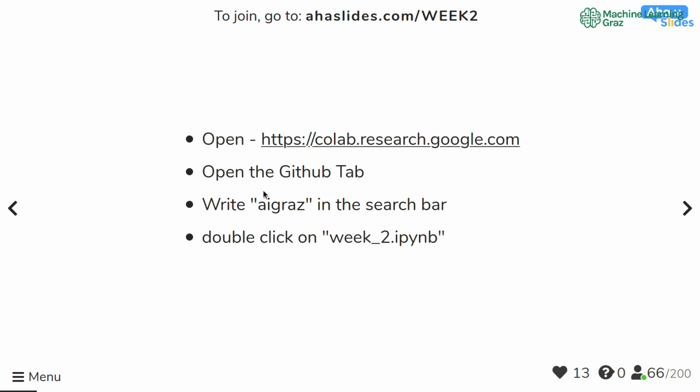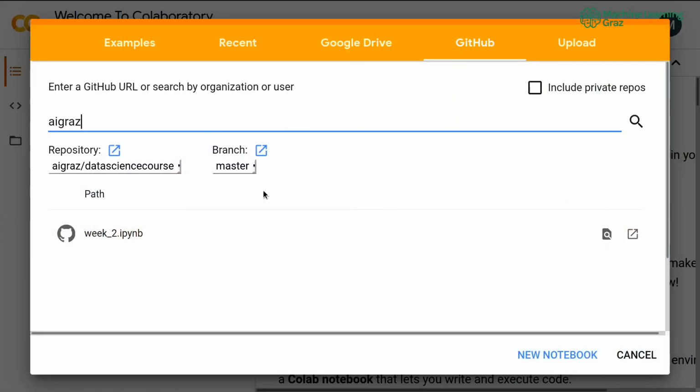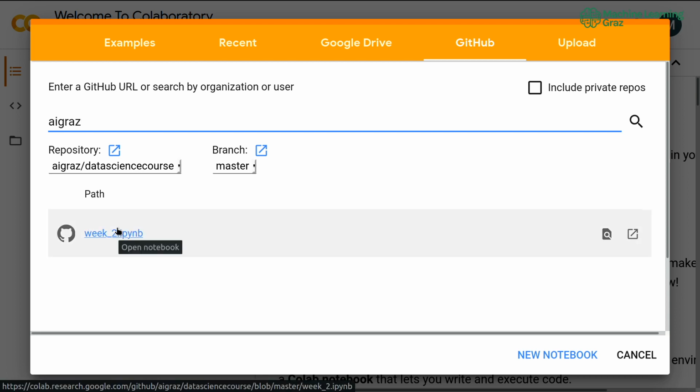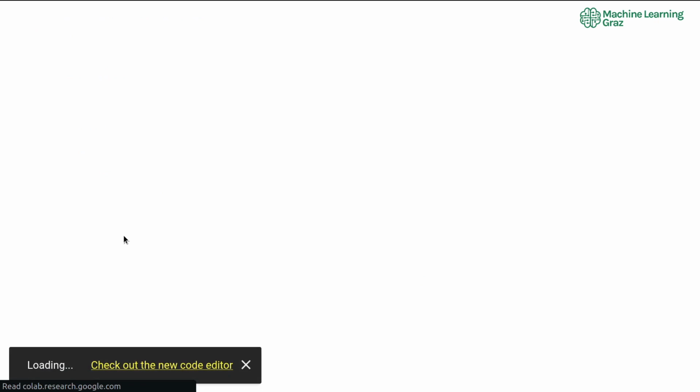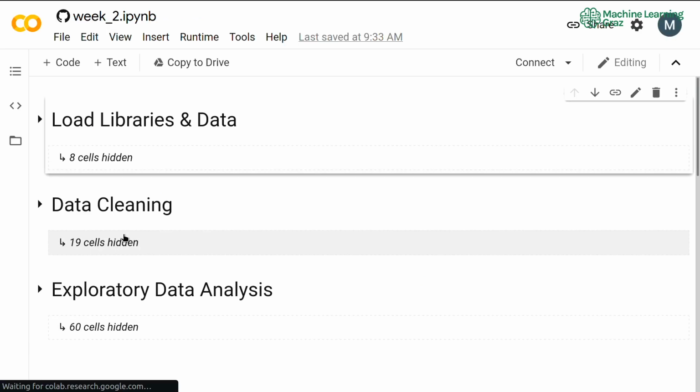So this is what you have to do. Go to Google Colab. Once you open Google Colab, you press on GitHub. You write AI grats here. And then you press week 2 IPython notebook. So if you double click on this, you should see exactly this.